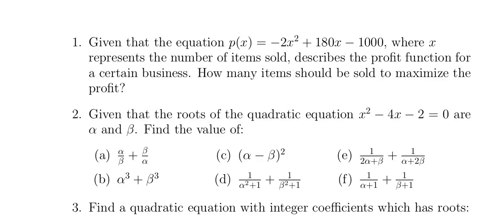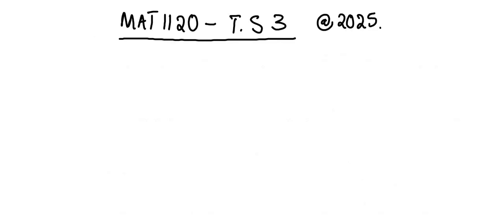Okay, so now our first question says, given that the equation p of x is a quadratic function where x represents the number of items sold, describes the profit function for a certain business, how many items should be sold to maximize the profit? So now this is a quadratic. The only thing we have to do is to complete the square, and when we do so, this is question 1.